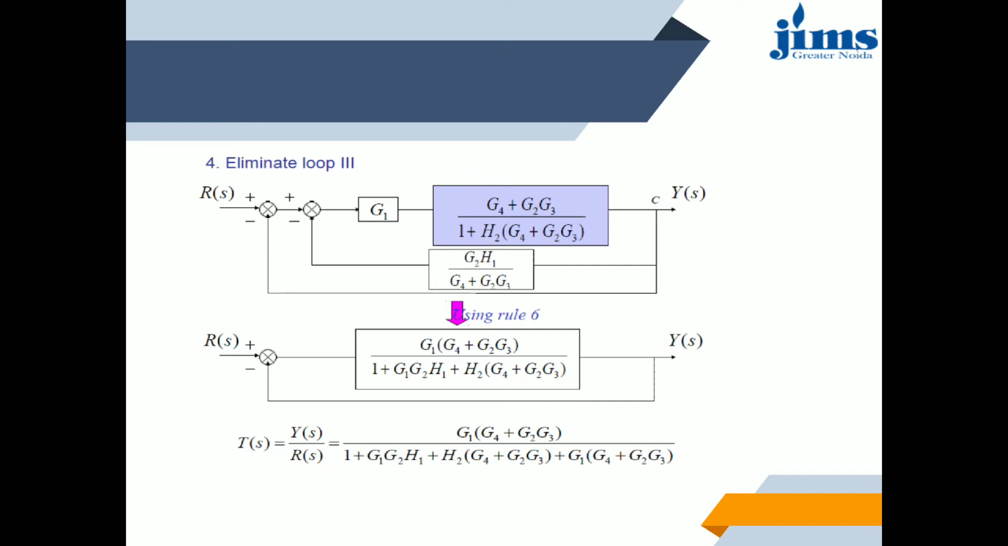From this, by solving, we can find the overall transfer function Y(s) by R(s): G1 into (G4 plus G2 into G3) divided by 1 plus G1 G2 H1 plus H2 (G4 plus G2 into G3) plus G1 into (G4 plus G2). So this will be the whole transfer function of the system that we desire.